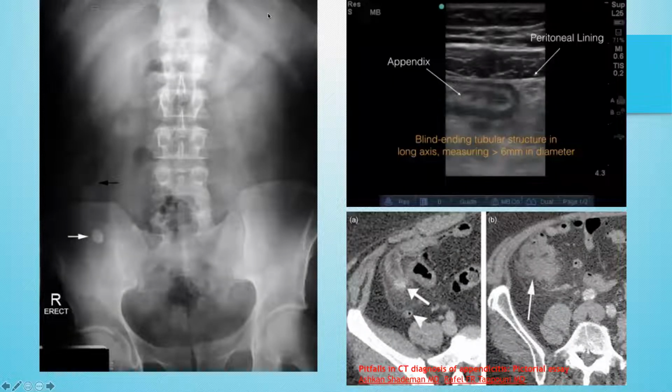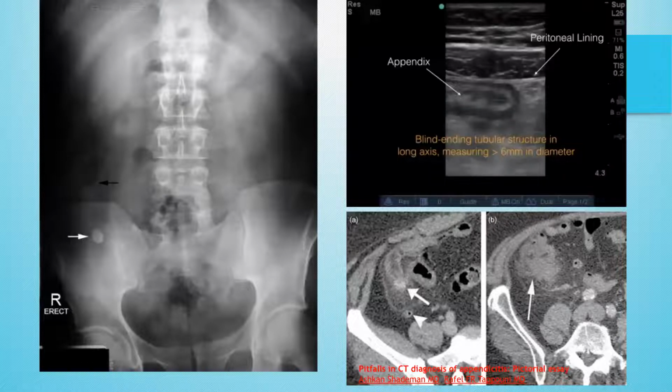Jabari, you want to take a stab at this? Let me send somebody in there. Or just point out to your colleagues what it is you're seeing. So there's the arrow there and arrow here. What's this arrow pointing to? There's an oval calcification which overlies the right ileum. So that's on the film, and it corresponds to a calcific density on the CT.